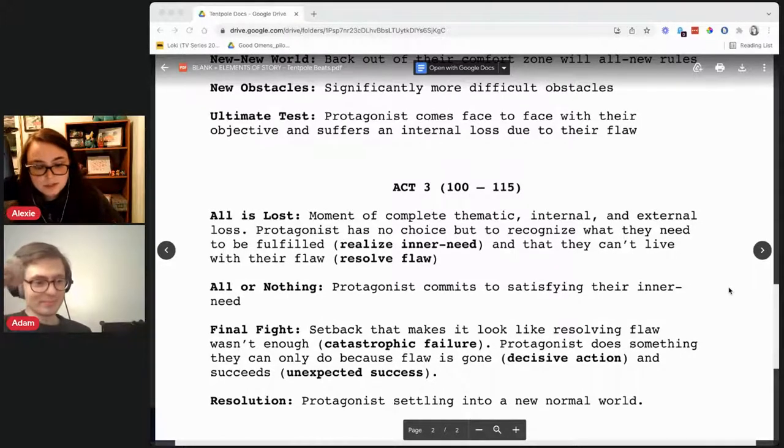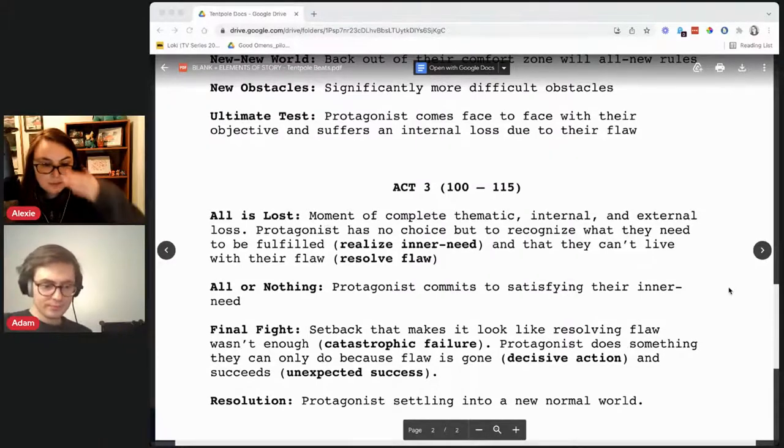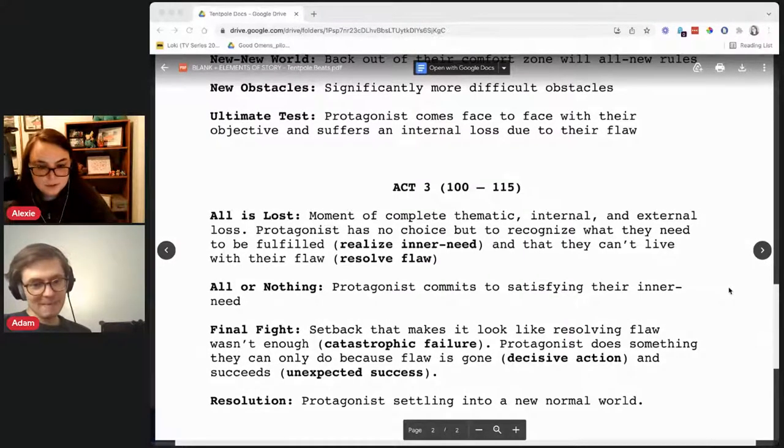It's a setback that makes it look like resolving their flaw wasn't enough. Maybe they get to the meeting and people are like, no, you can't be here or something. Or they think that maybe they're going to drink again. Something really catastrophic that comes out of left field and makes it look like the effort they made wasn't going to be enough. Maybe their family is like, I don't care that you went. It's too late for us. And so there's the catastrophic failure.